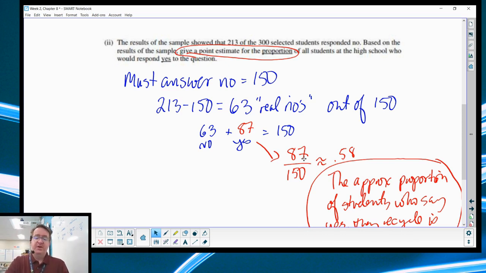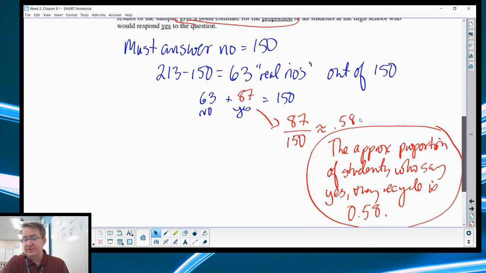So then from there, we have 87 out of 150. That gives us 58%, so the approximate proportion of students who say yes, they recycle, is now 0.58. All right. That's it.